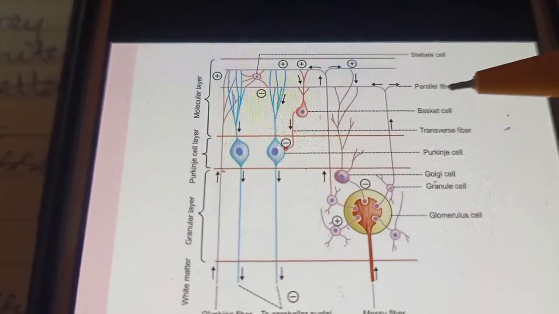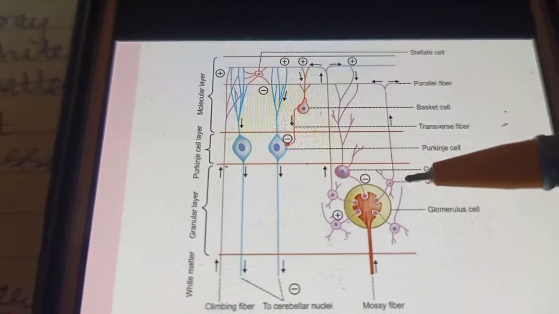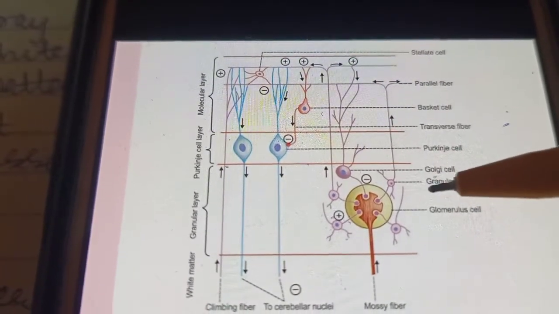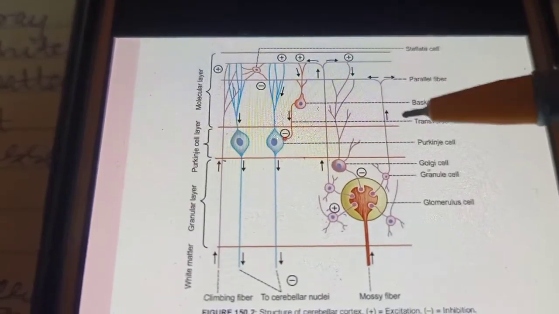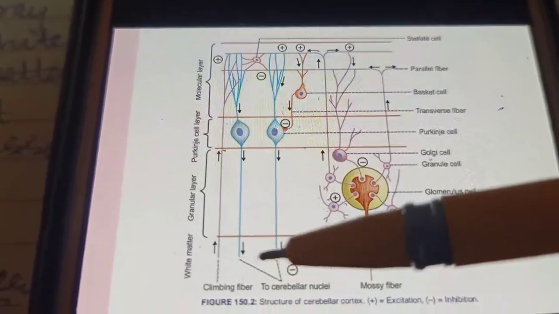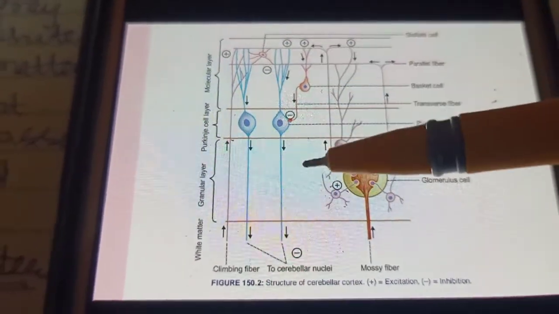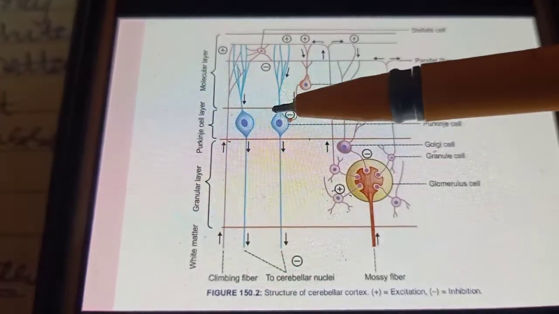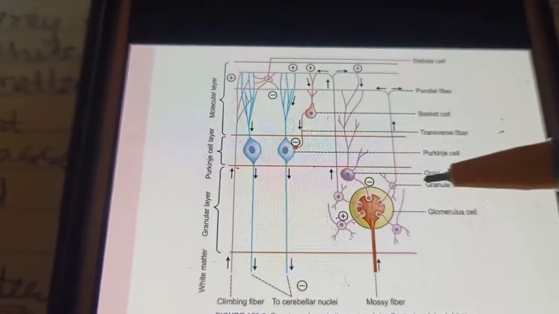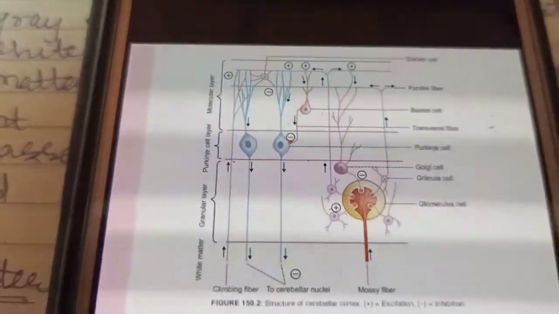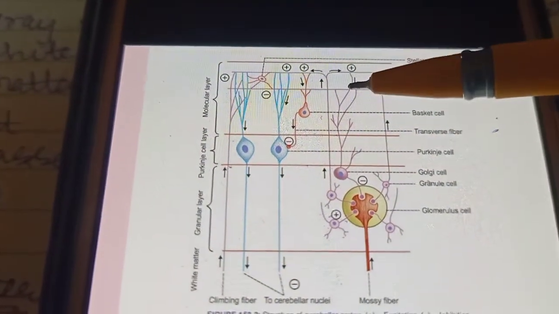So again I repeat, the parallel fibers, which are the axons of the granule cells present in the granular layer, are present in the molecular layer. The terminal portions of the climbing fibers are also present in the molecular layer. And the dendrites of the Purkinje cells and the dendrites of the Golgi cells are also present in the molecular layer.